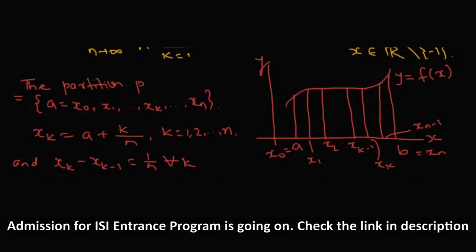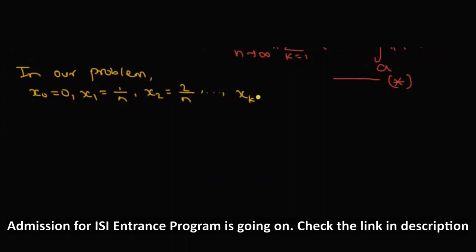Okay. In our problem, we have x0 equal to 0, x1 equal to 1 by n, x2 equal to 2 by n, xk equal to k by n, and xn equal to n by n, which is equal to 1.